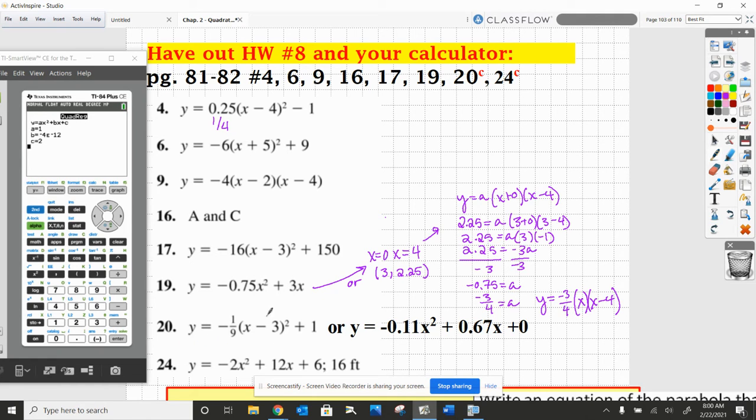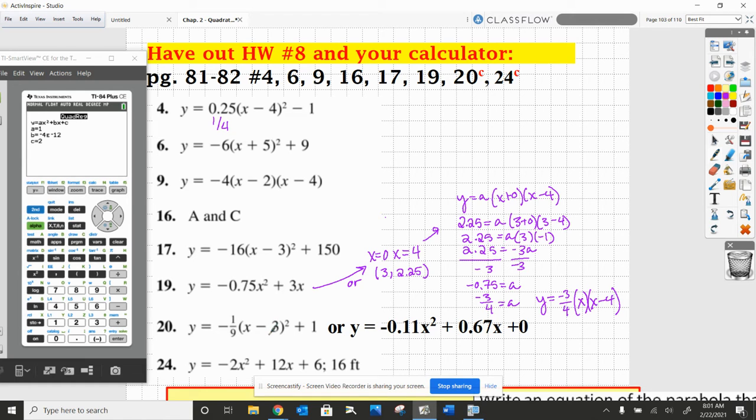For number 20, if you use the vertex form, negative 1/9. Okay, if you did use your table function on your calculator and found your quad reg, A, B, and C, when you round, your A is negative 0.11, B is 0.67, and there's no C value. Okay, so either of those would be acceptable for that because it doesn't say which one to use.